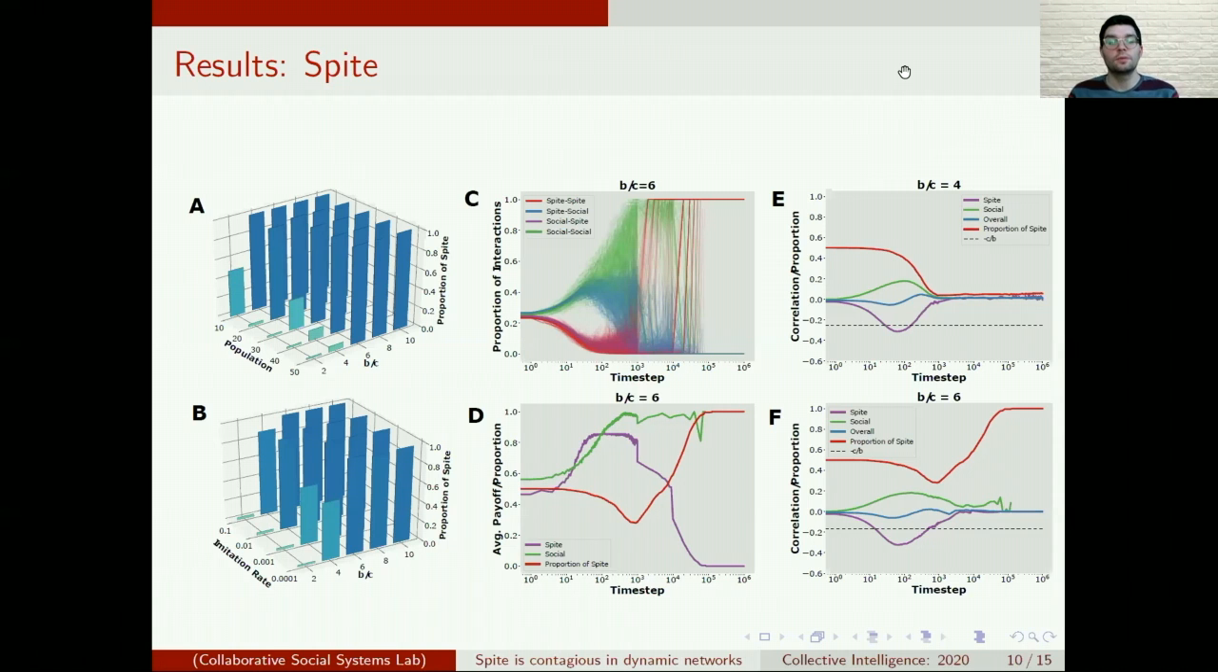Now to look at some results from our model, we see that despite the fact that the social strategy is dominant and that social agents can learn to play other social agents over a wide range of parameter values, spiteful behavior still becomes the population norm.